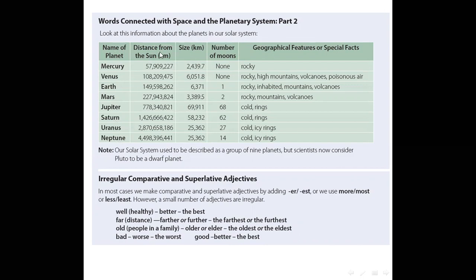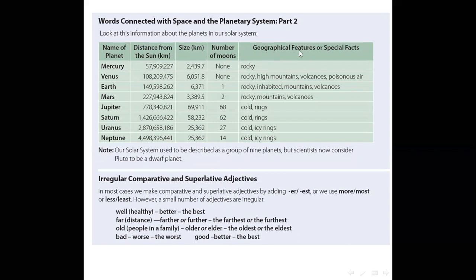Names of planets: Mercury, Venus, Earth, Mars, Jupiter, Saturn, Uranus, and Neptune. Distance from the Sun: Mercury, for example, is the closest or the nearest planet to the Sun, and Neptune is the farthest planet from the Sun. And here we talk about the size and number of moons. For example, Mercury has no moon, but Jupiter has 68 moons.